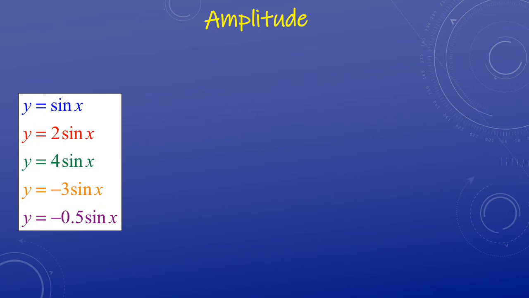Now that we know the shape and behavior of the sine and cosine curves, we will now do some things to alter that behavior. Our goal is to predict the shape of the curve without resorting to actually graphing it by plotting points. So on our calculators, we will be graphing the curves y equals sine of x, y equals 2 sine of x, y equals 4 sine of x, y equals negative 3 sine of x, and y equals negative 0.5 sine of x, while x is in degree mode.